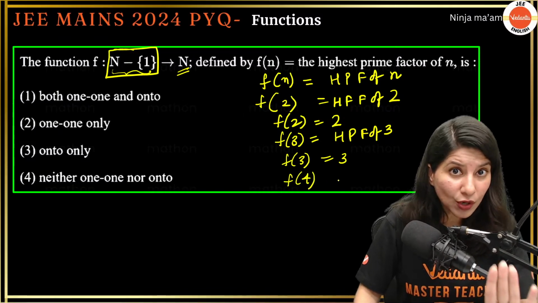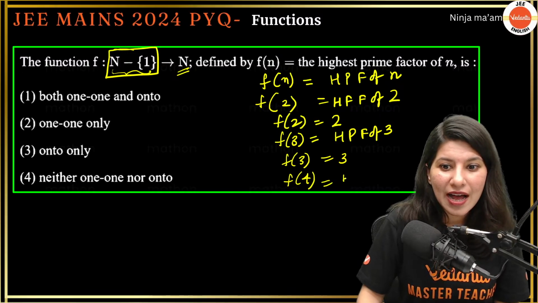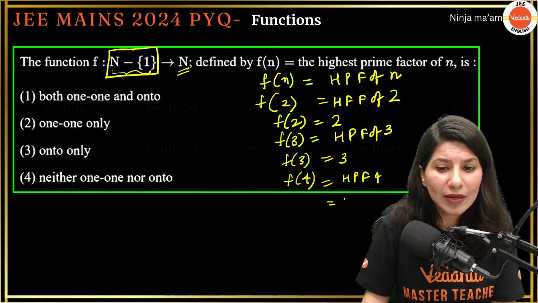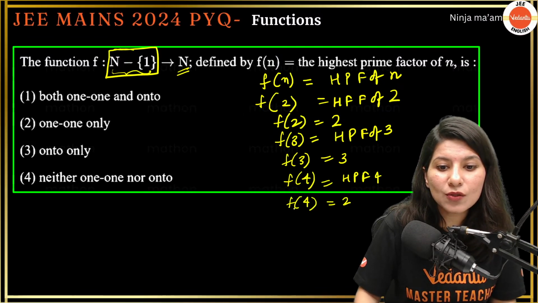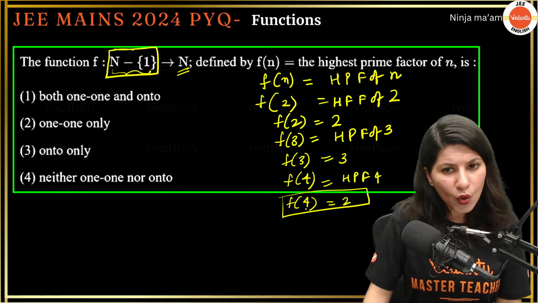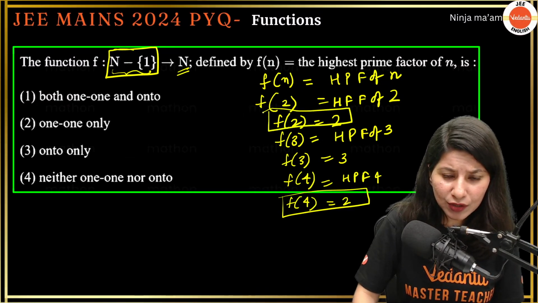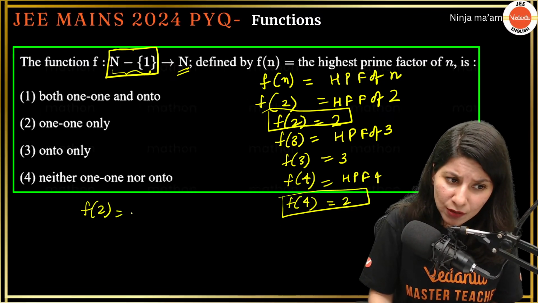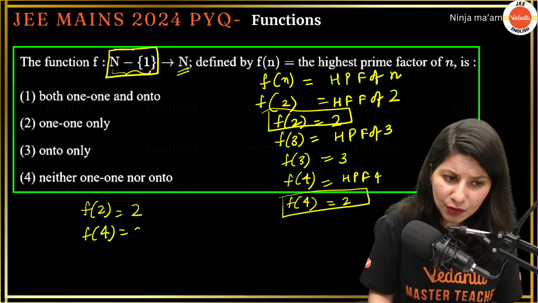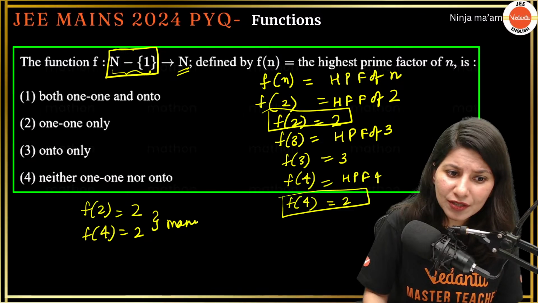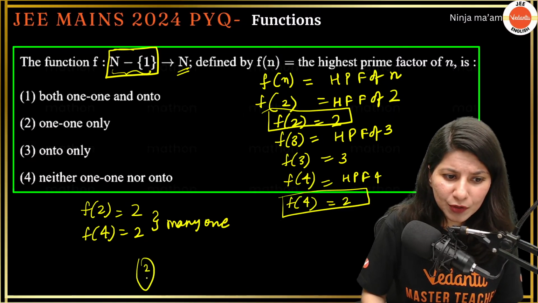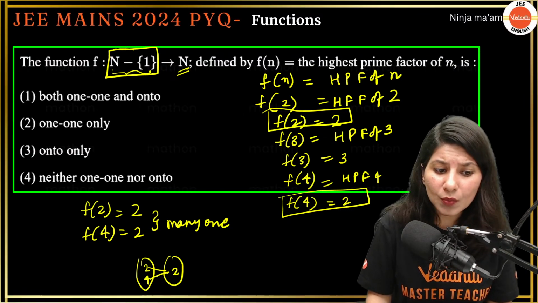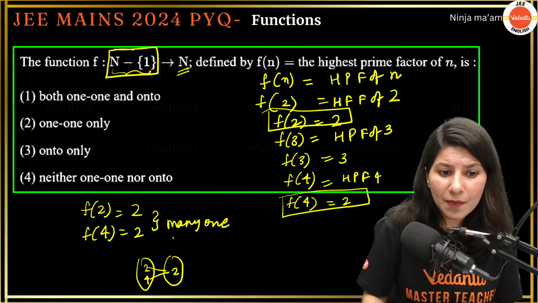Now f of 4, hold on. You can't just say 4. No. The highest prime factor of 4 is not 4. 4 is not a prime number. The highest prime factor is 2. So f of 4 is coming out as 2. Now we are understanding actually. One thing I have understood: if I want to know whether the function is one-one, I have realized that f of 2 is also 2 and f of 4 is also 2. That means this is a many-one function, right? Because the moment you put 2, you will get 2 as the output. The moment you put 4, you will get 2 as the output. 2 inputs, single output, that means it is a many-one function.